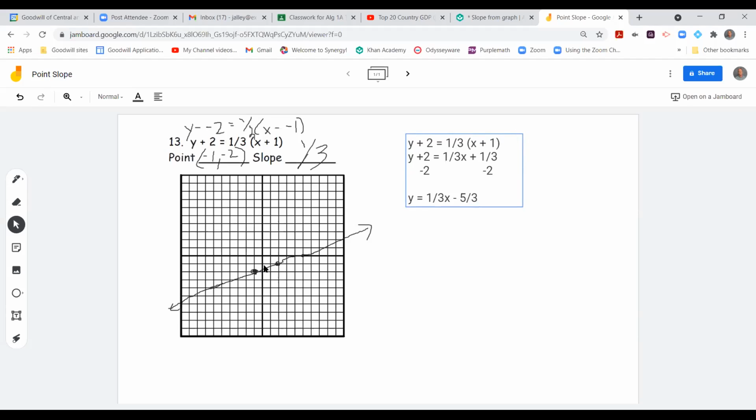So if I had converted this to slope intercept right off the bat, it would not have helped me graph it. I don't want to be at some spot where I'm halfway or 2/3 in between two different whole numbers.